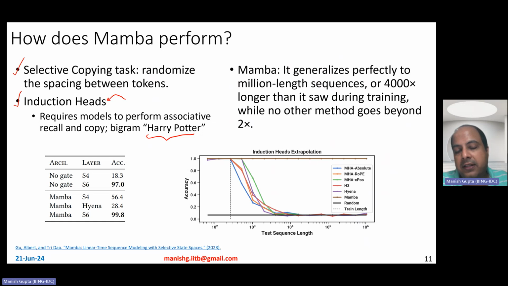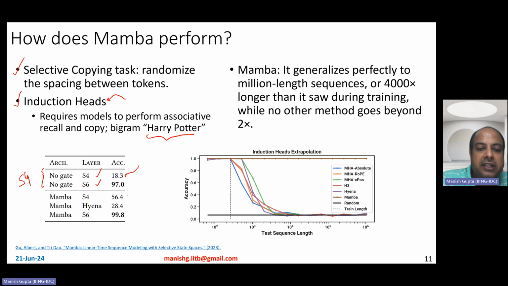Of course, the standard S4 model cannot do this because it doesn't have the notion of selectivity, but a Mamba model can do this, right? So the results are as follows. If you look at the standard S4 architecture, without any MLP gating and so on, what you observe is that with the S4 layer or S6 layer, you can obtain some accuracies for selective copying. Of course, S4 is really, really pathetic.